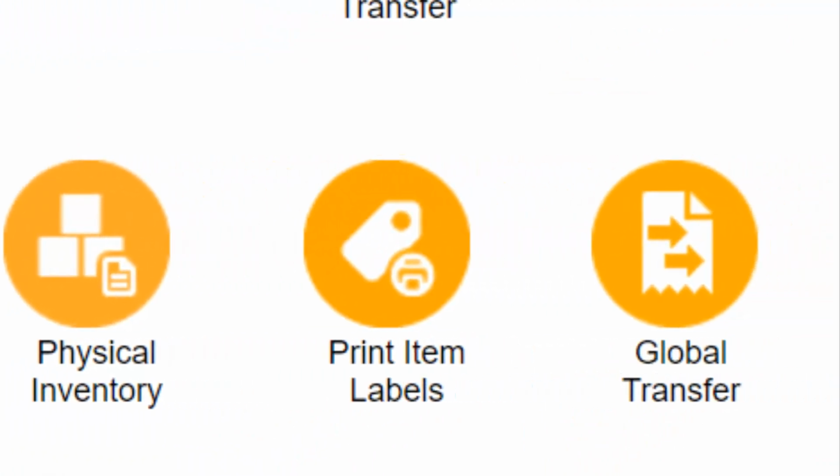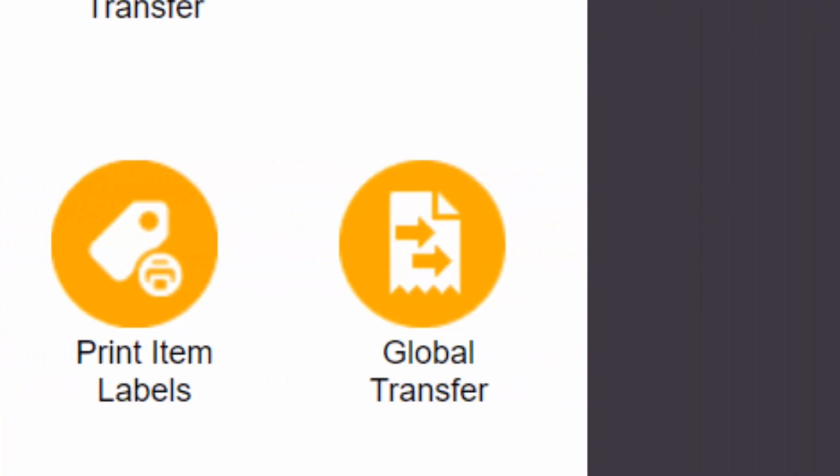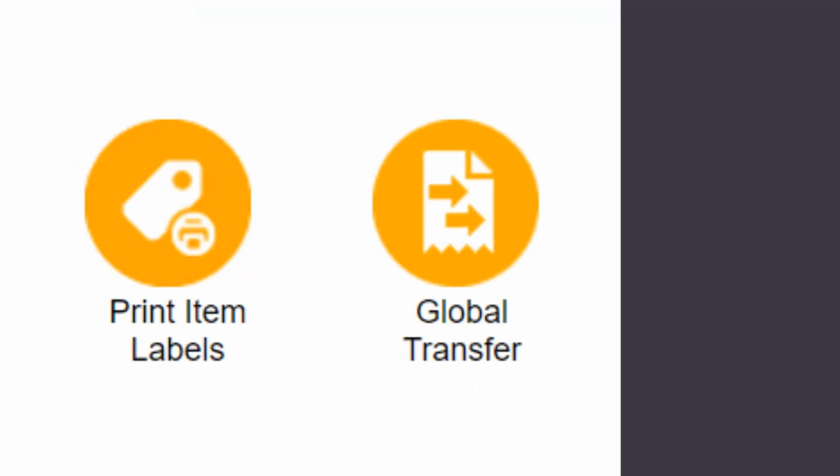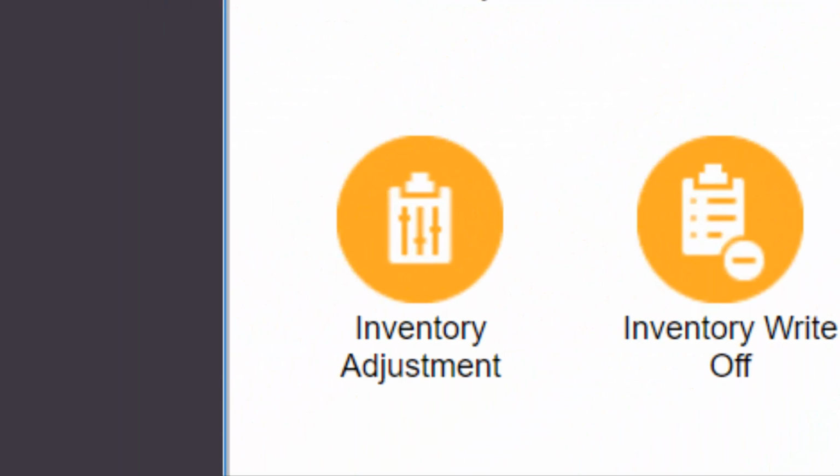We then have print item labels, allowing labels to be printed for items, serial numbers, or lot numbers. We then have the global transfer transaction, allowing all goods in a given location to be transferred to another location within the same warehouse. We then have the inventory adjustment.